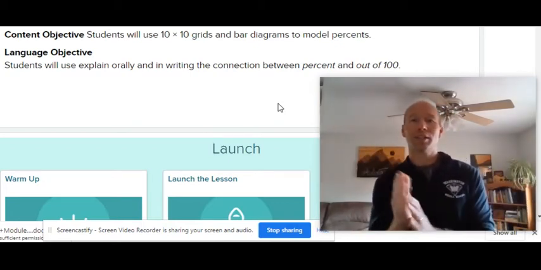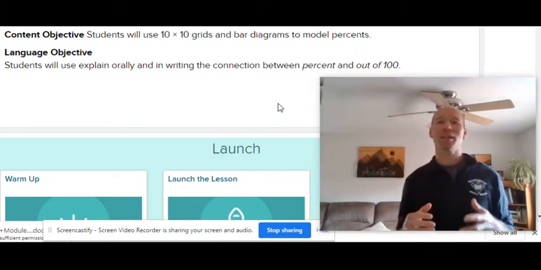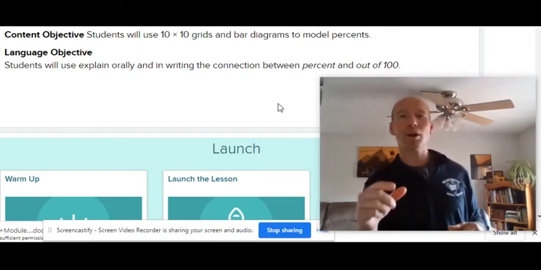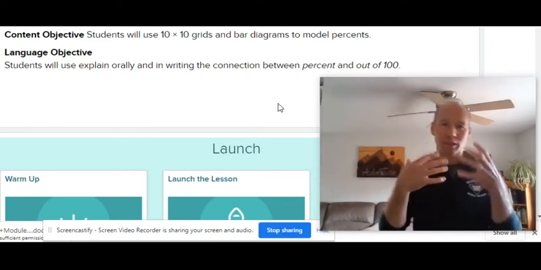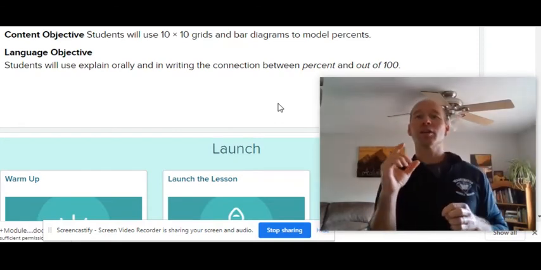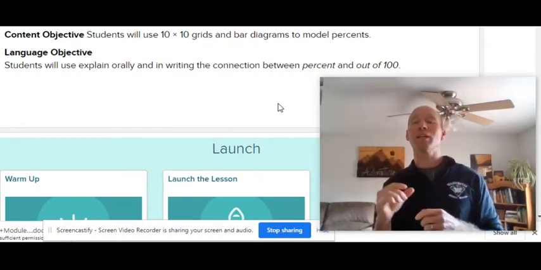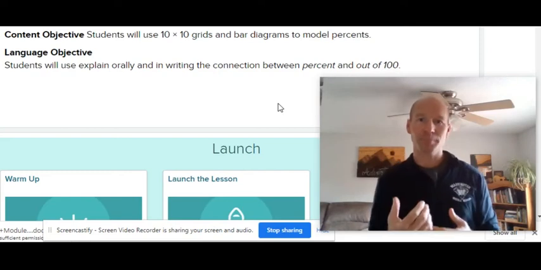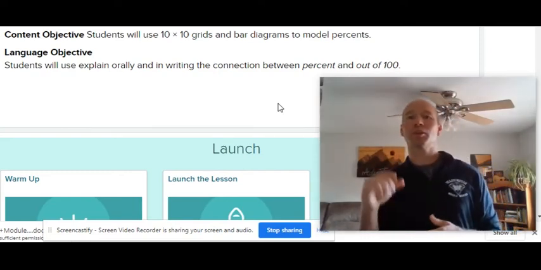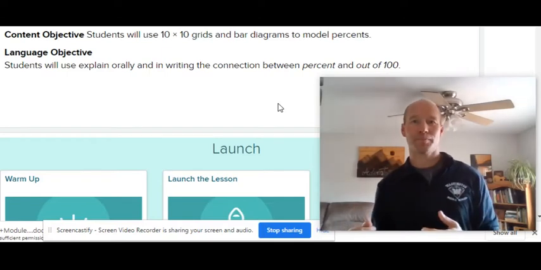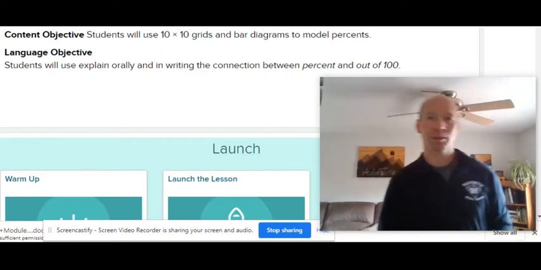So our objective today: I can use 10 by 10 grids and bar diagrams to model percents. Our language objective: I can explain orally, that means I can talk about it, and in writing, the connection between percent and out of 100. So that's what we are going to be doing today.